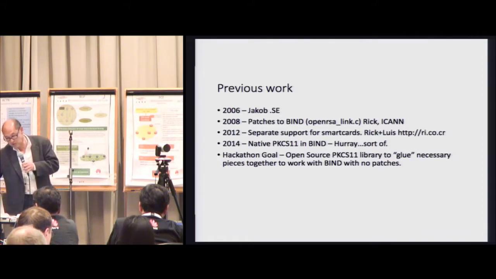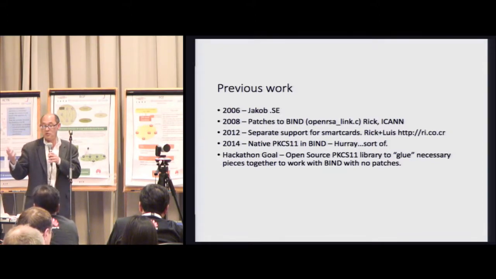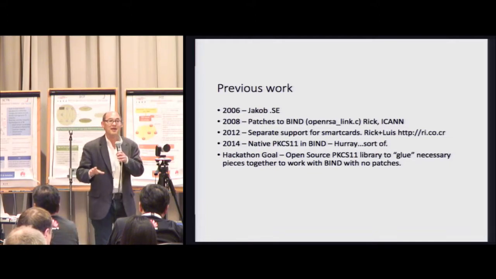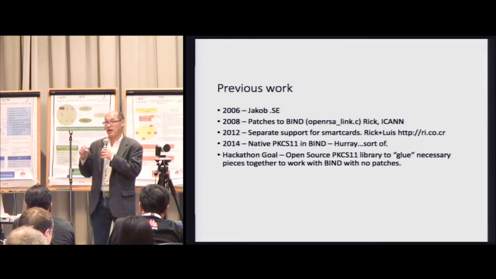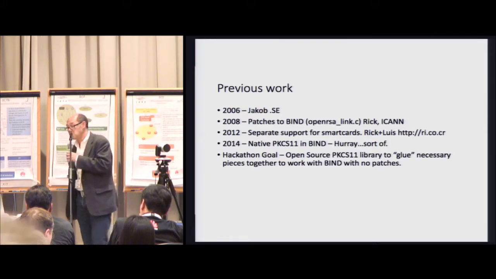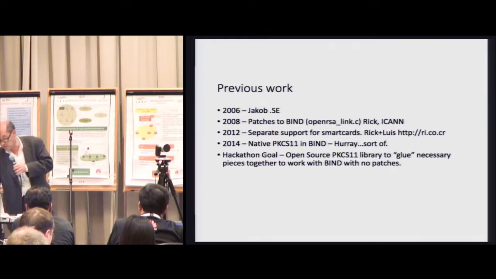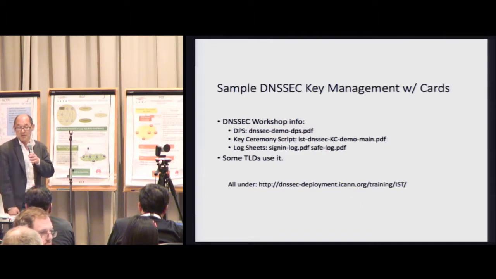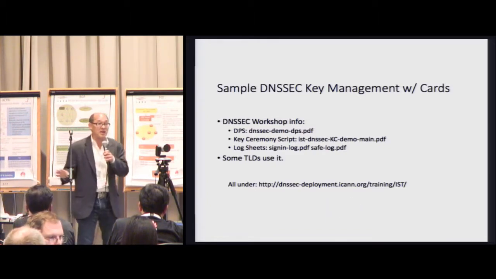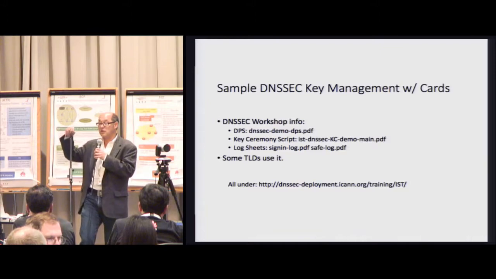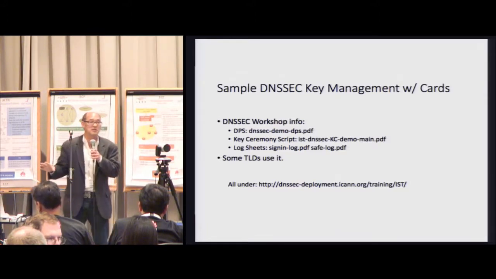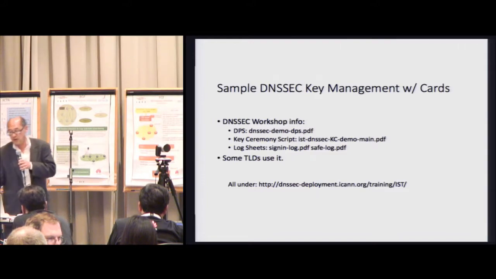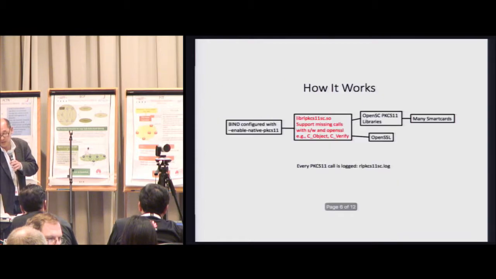So the goal of my hackathon project was simply to produce some way to make this work, so that I could take a stock copy of BIND, not have to do brain surgery, and just use standard smart cards off the shelf. The nice thing is that a whole set of documentation is already out there: key ceremony scripts, DPS, the full documentation. I do this regularly and go around teaching it, so you can leverage it right away if you're doing a DNSSEC deployment.